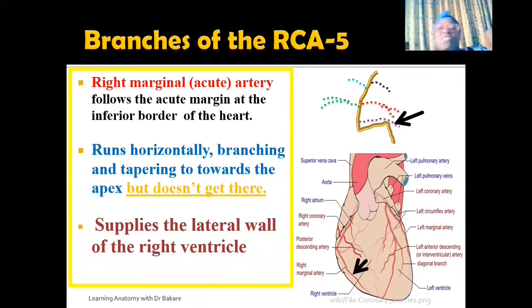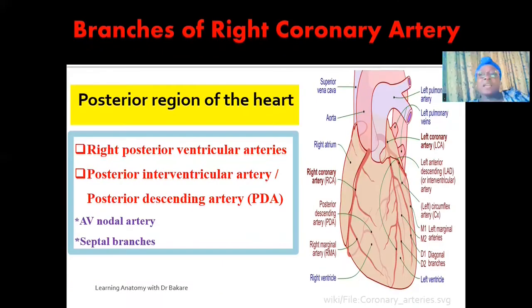You can see that each of the branches from the right coronary artery is taking the different regions from the right side of the heart. So these are all the branches of the anterior region of the right coronary artery. The next branches that we'll be going to is the posterior branches of the right coronary artery.